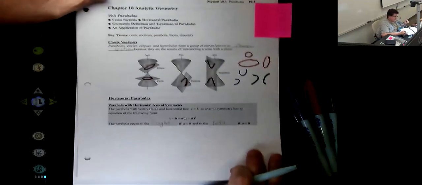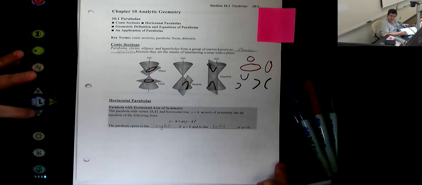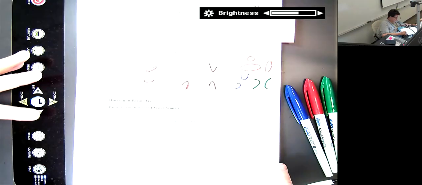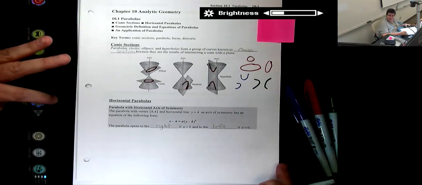I think it's easiest just to show you the conic sections with the printout that comes with the book, because, oh, wrong button. Let's do this.